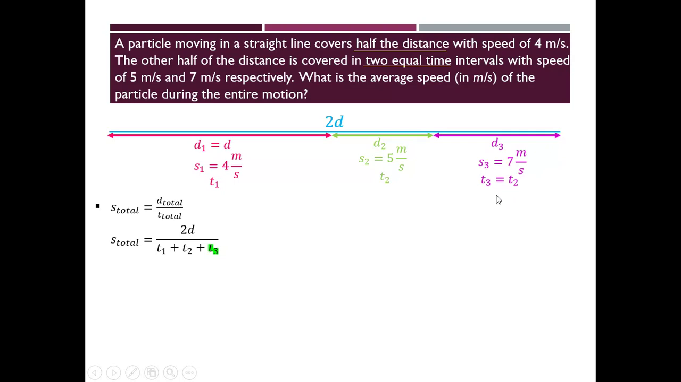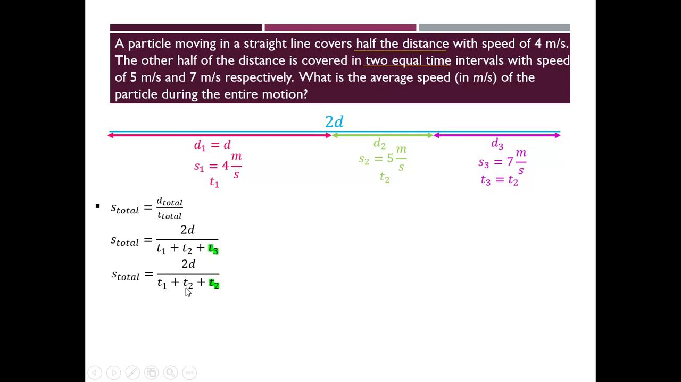It says that it's travel in equal time, right? Not equal distance, equal time. So whatever T2 is, T3 must be the same amount, hence equal. So instead of saying T3, I can replace T3 with T2 because it said so. Now you notice I haven't done anything to the numerator because the numerator is just the total distance. But in the denominator now, I have T1 plus T2 plus T2.